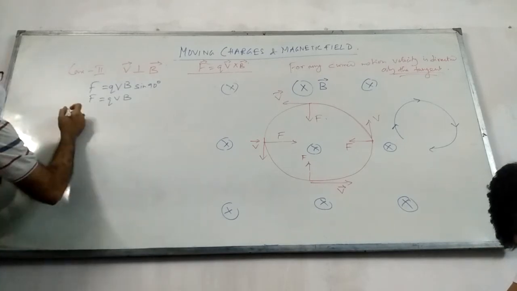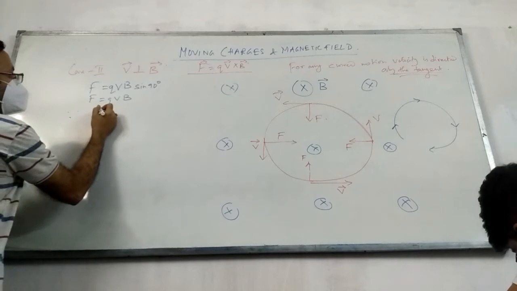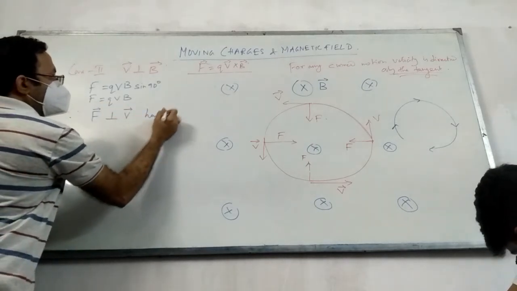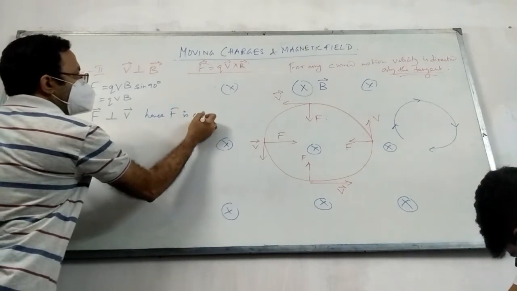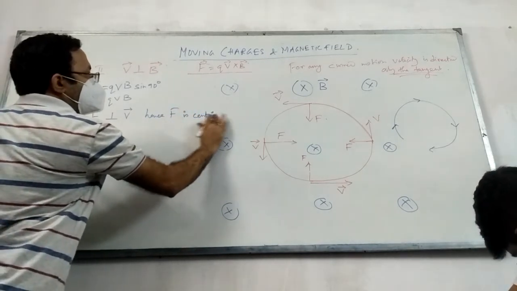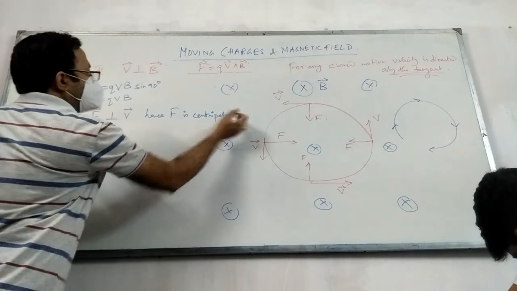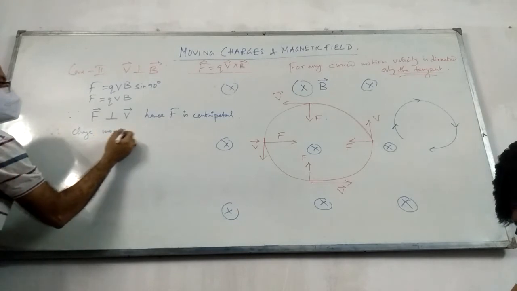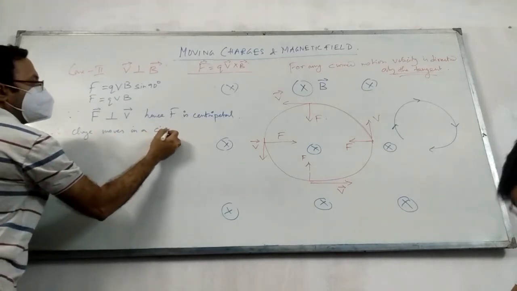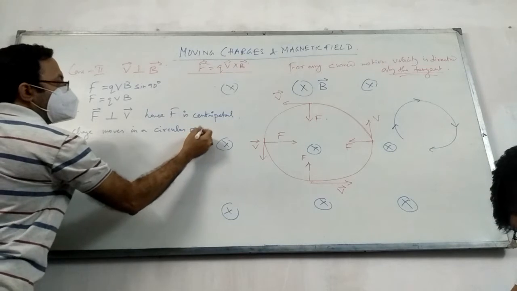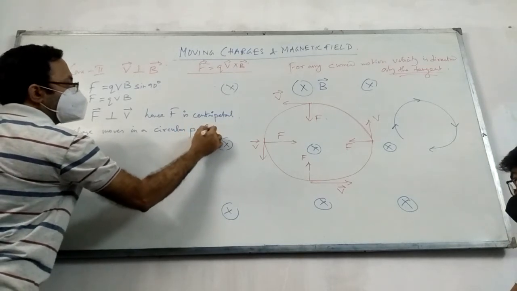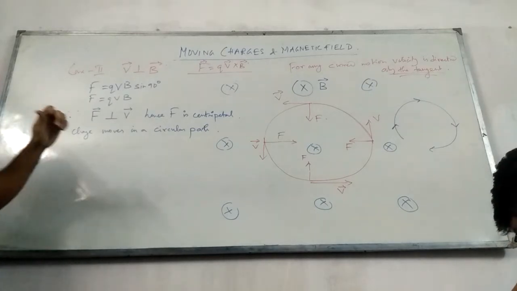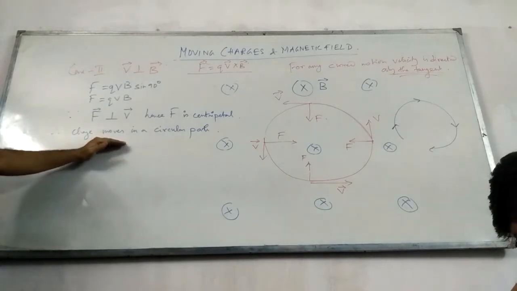Now write, since F is always perpendicular to velocity, hence F is centripetal. Therefore, charge moves in a circular path. Is this clear why the charge moves in a circular path?